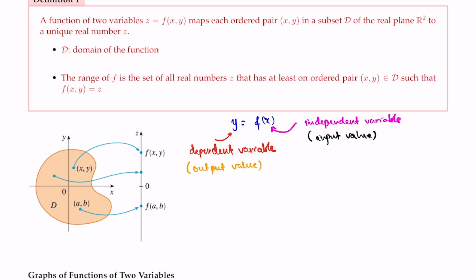Now, when we move on to functions of two variables, the idea is that you have two independent variables. So you have z equal to f of x, y, for x, y independent variables, or the input values. And z in this case is the dependent variable.